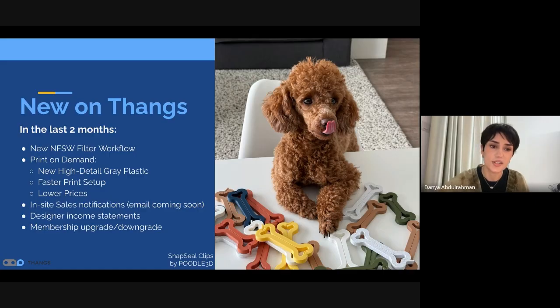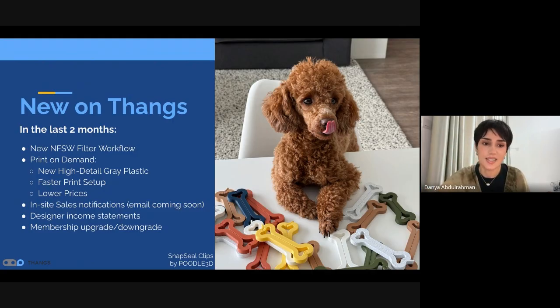So we have a new material, which is high detail grade plastic, and faster print setup and lower prices, which means that you get to keep more of what you make, as well as the customer being able to pay a bit less. There are also Insight sales notifications now. There's an email version coming soon as well. There are also designer income statements that are accessible through your profile, so you can create a statement for any past month. And last but not least, which is going to be the topic of today's update from Jeff, upgrade and downgrade for memberships. So I will let Jeff take over.